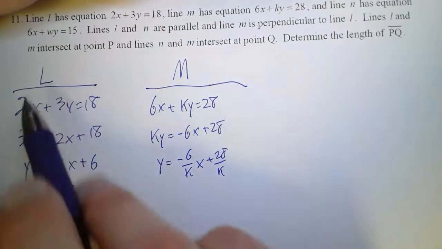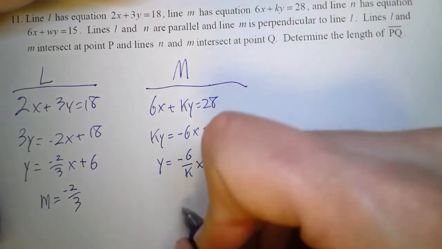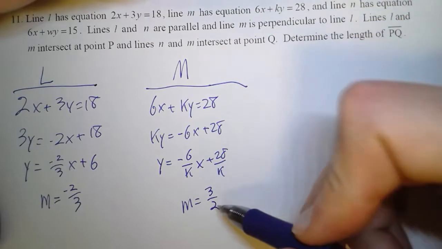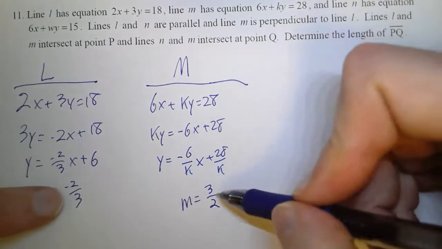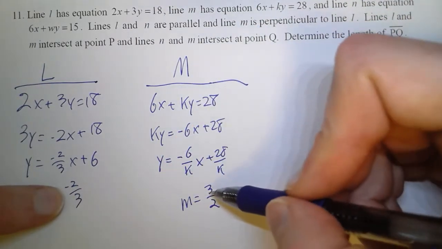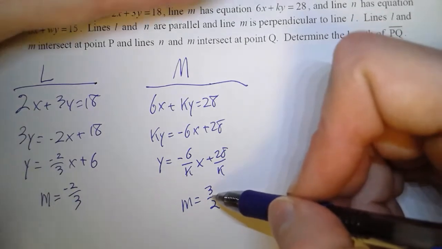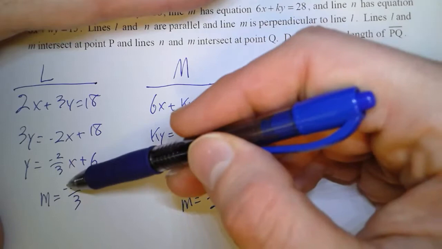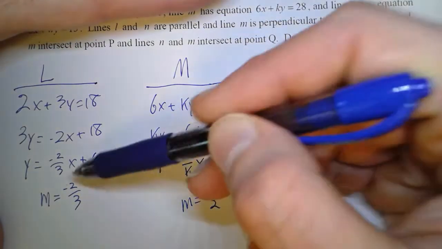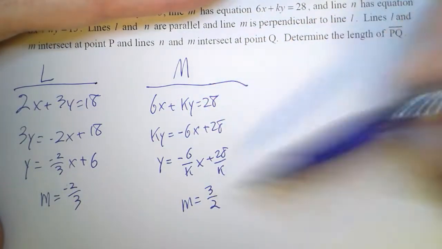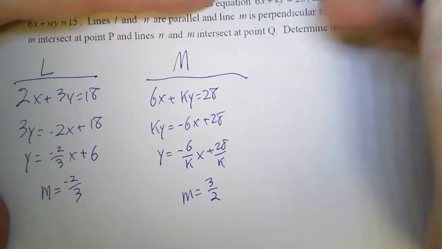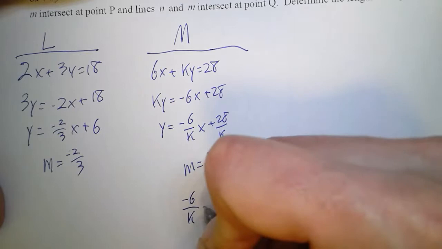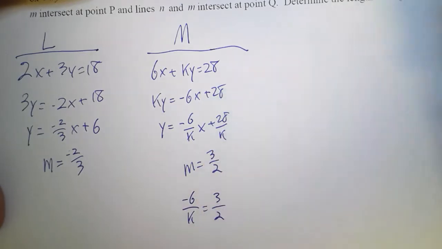Now what do we know? Well, these two are perpendicular. So that means the slope has to be 3/2. We know it's 3/2 because, well, if we multiplied negative 2/3 and 3/2, we would get negative 6 over 6, which is just negative 1. These are opposite reciprocals. Opposite because one's positive, one's negative. Reciprocals because the numerator and the denominator trade places. So that means that this expression, negative 6 over k, has to equal 3/2.